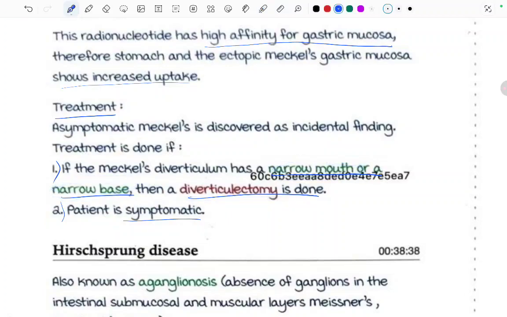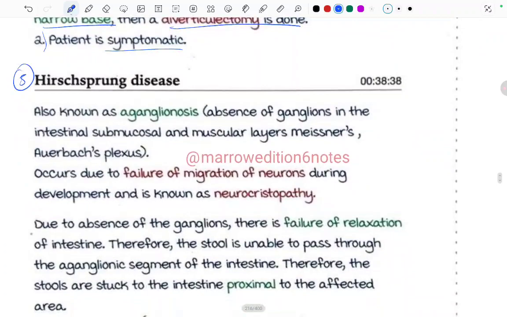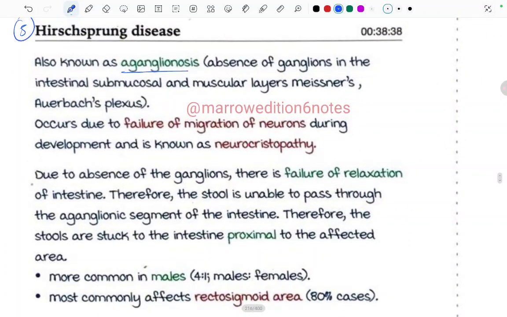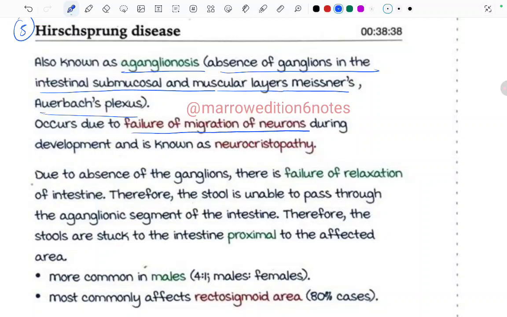Now, the fifth condition is Hirschsprung's disease, also known as aganglionosis, absence of ganglions in the intestinal submucosal and muscular layers, Meissner's or Auerbach's plexus. Occurs due to the failure of migration of neurons during development and is known as a neurocristopathy. Due to the absence of ganglions, there is a failure of relaxation of the intestine. Therefore, the stool is unable to pass through the aganglionic segment of the intestine. Therefore, the stools are stuck in the intestine proximal to the affected area.